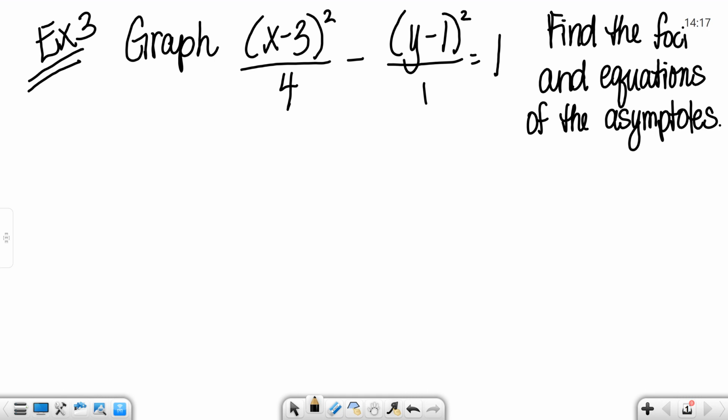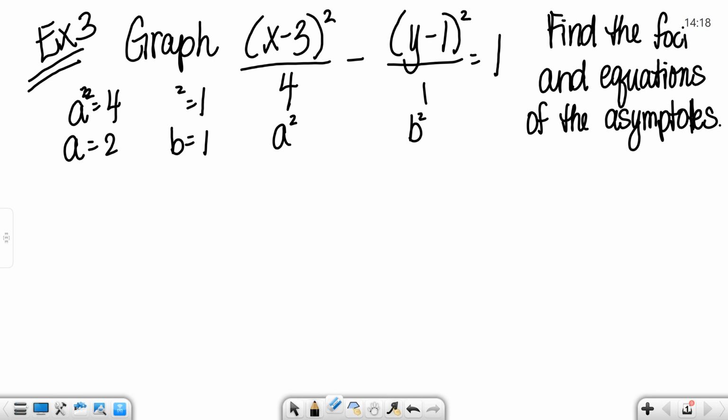All right, so we're going to graph this, and we're going to make sure we identify the foci and the equations of the asymptotes. We are asked to graph this one. Let's start with our a value and our b value. I know that a squared is 4, which makes a 2. I know that b squared is 1, which makes b 1. I don't know if you guys can see my stuff disappearing. That is a little frustrating.